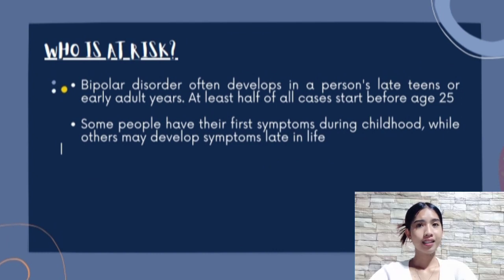In this illness, who is at risk? Bipolar disorder often develops in a person's late teen or early adult years. At least half of all cases start before age 25. Some people have their first symptoms during childhood, while others may develop symptoms late in life.